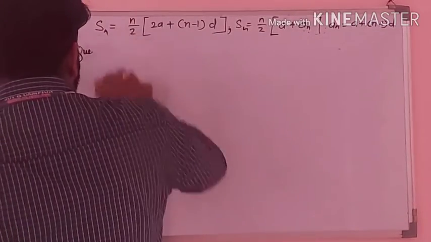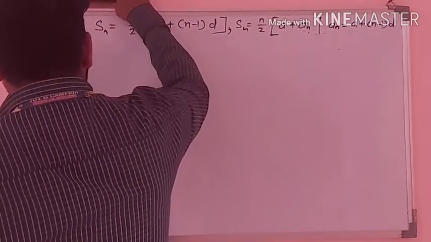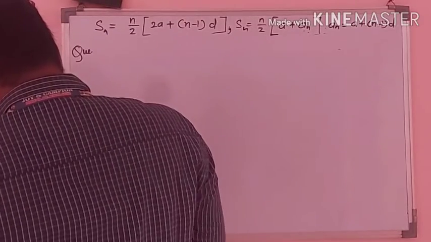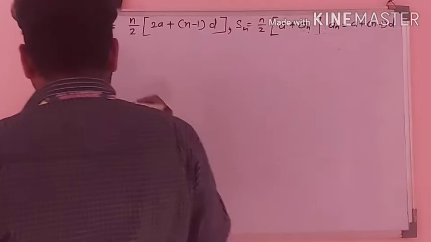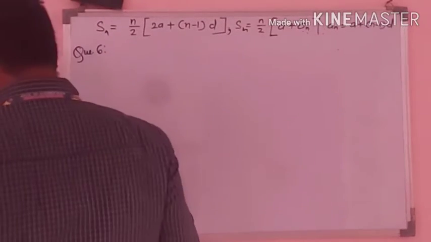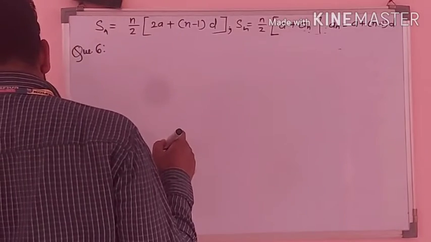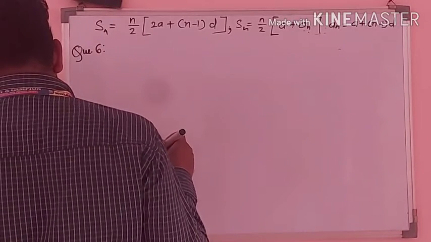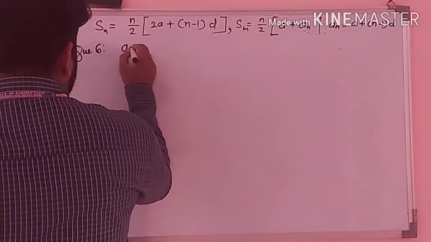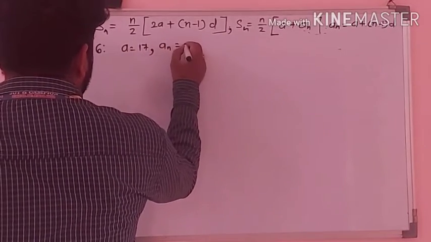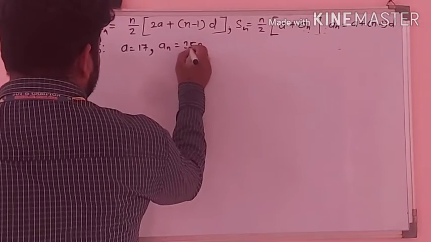Very easy. Question number 6. The first and the last term of an AP are 17 and 350. First term a is equal to 17. Last term an is equal to 350.